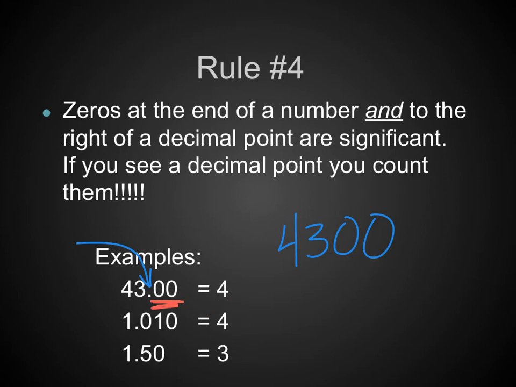Okay, last one. This one is significant because it is a non-zero digit. 5 is significant because it's a non-zero digit. That's rule number 1. And this 0 right here is significant because there is a decimal point right there where my little red dot is. Okay, so it has 3 significant digits. Take a moment and write down rule number 4.